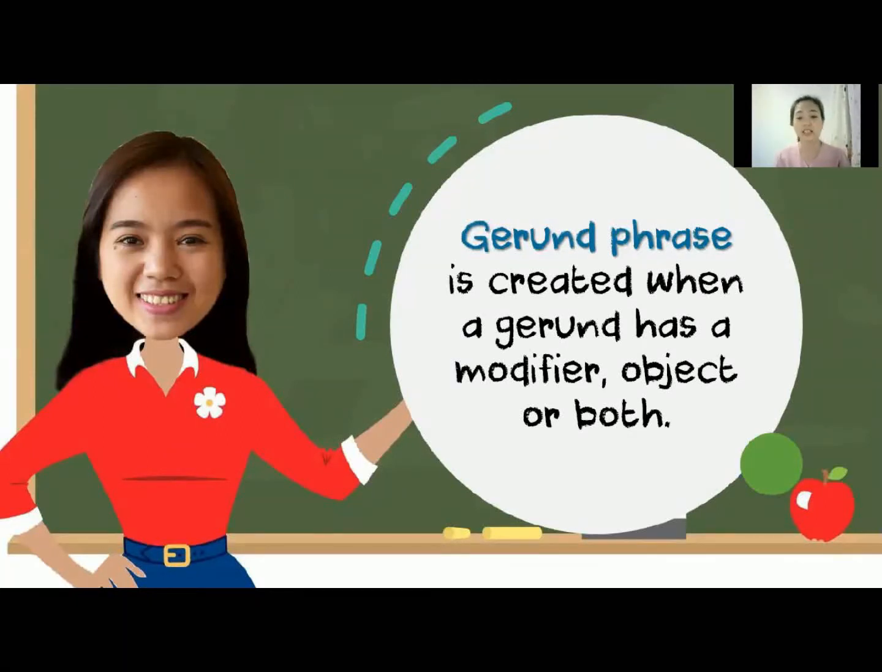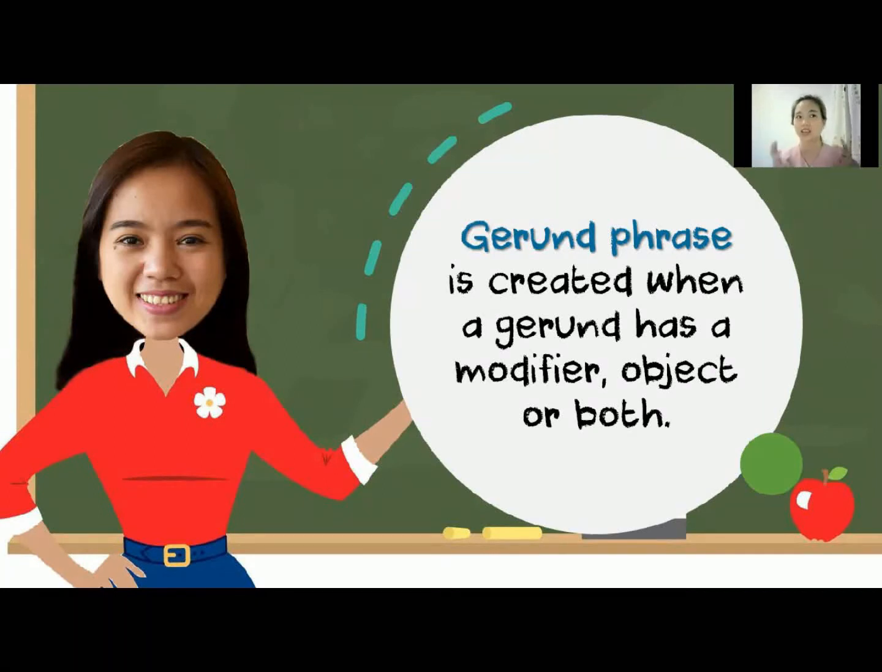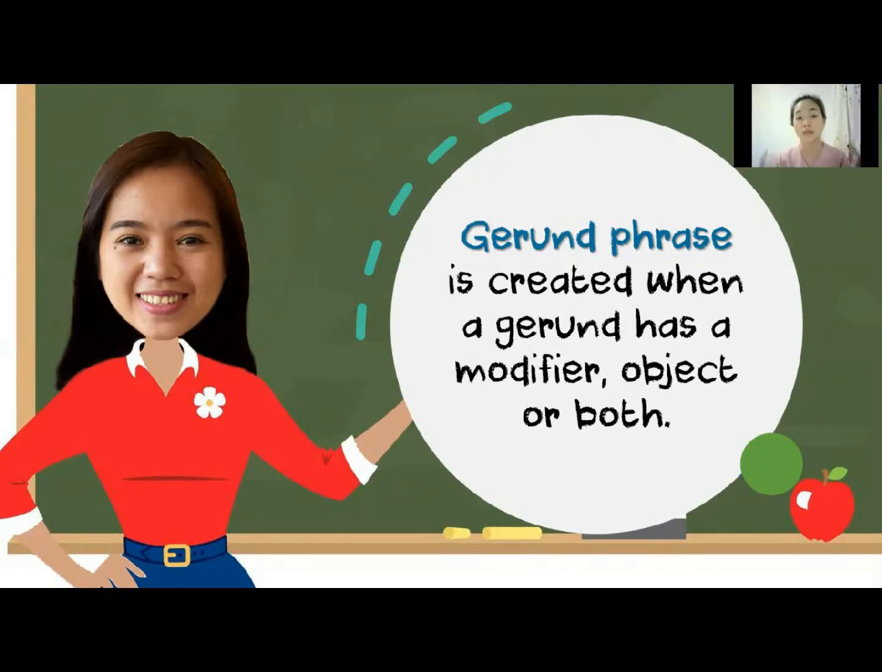However, gerund phrases are also words with -ing that function as a noun, but they include a modifier, an object, or both. So let us not get confused with gerund and gerund phrase, because they are just the same. They are both part of gerund.